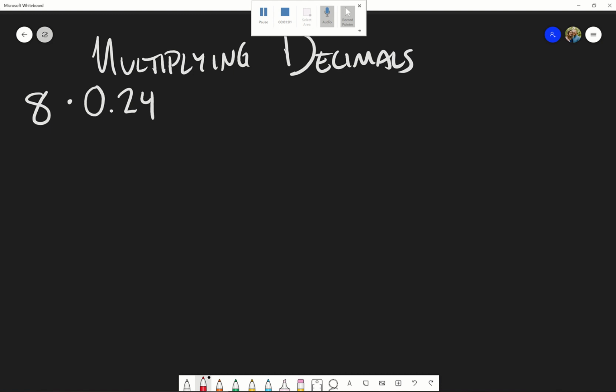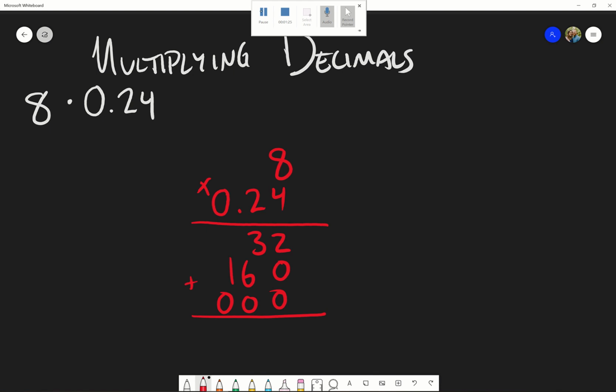So I'm going to take my 8, I'm going to put it right here. I'm going to say times 0.24, and I'm just going to multiply all the way we know how. 4 times 8 is 32, add a 0, 2 times 8 is 16, add 2 zeros, 0 times 8 is 0, add these up, 2 plus 0 plus 0 is 2, 3 plus 6 plus 0 is 9, 1 plus 0 is 1. And now, what am I going to do here?